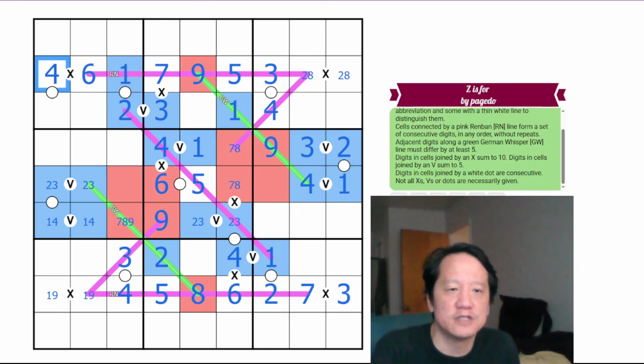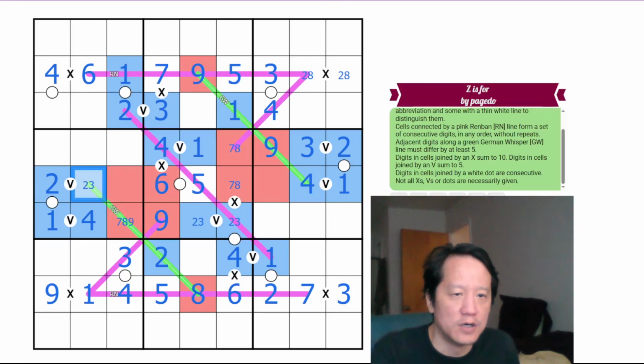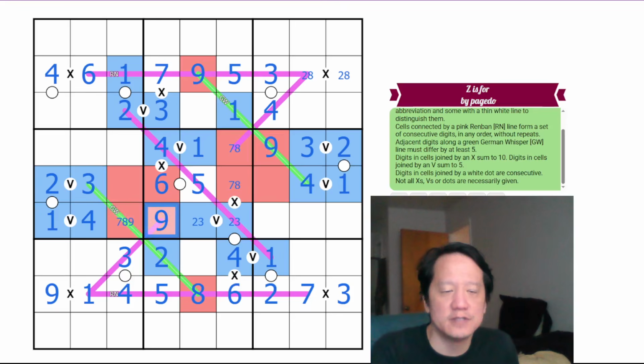So this is 6, that's 4. Which means this can't be 4, so that's 1 and 4 here. 1 eliminates 1 here, so it's 9 and 1 here. 1 is only consecutive with 2 on the Whisper line. So therefore, this is 2, this is 3. This can't be 9 here because of 9 in the row. It cannot be 7 because 7 can't be next to 3 on a Whisper 5 line because it's only 4 apart. So this is 8.